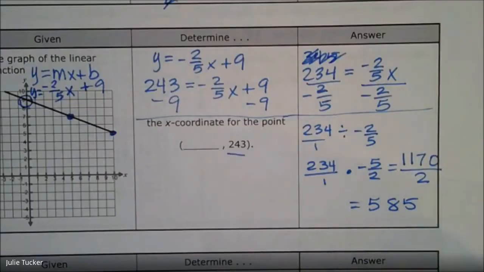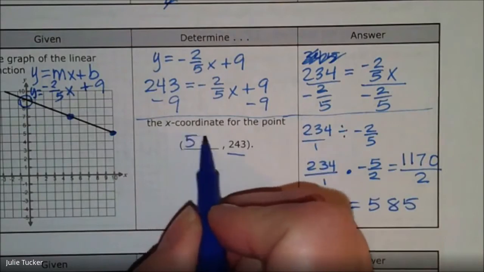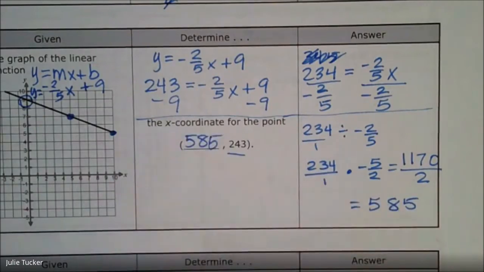585. Awesome job. Okay, thank you. So that is our answer. That's our final answer. X is 585.